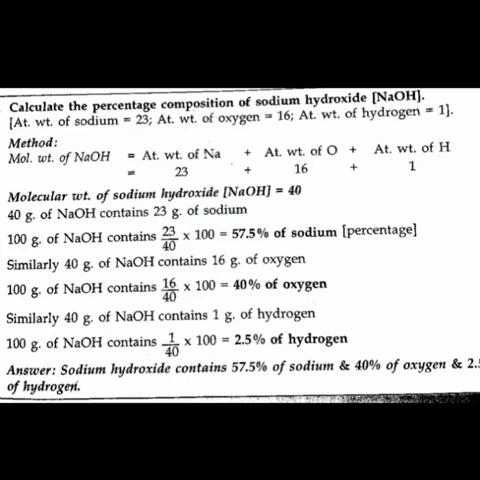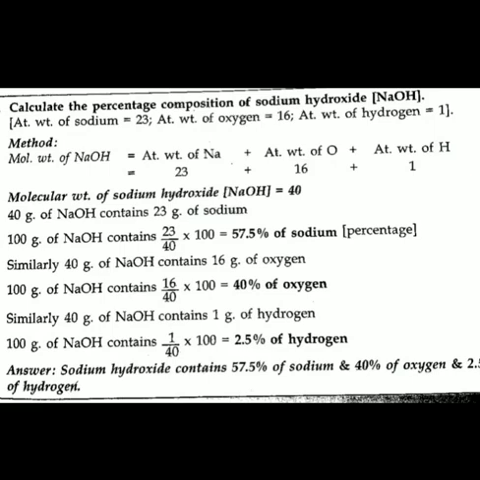Then now you have to calculate the percentage of each atom in that compound. So already you get that molecular weight of sodium hydroxide is 40. That means 40 gram of sodium hydroxide contains how much gram of sodium? That is atomic weight of sodium is 23. That means 23 gram of sodium. Therefore 1 gram of sodium hydroxide contains 23 by 40. And 100 gram of sodium hydroxide contains 23 by 40 into 100. That equal to 57.5% of sodium. That means 57.5% of sodium is present in sodium hydroxide.